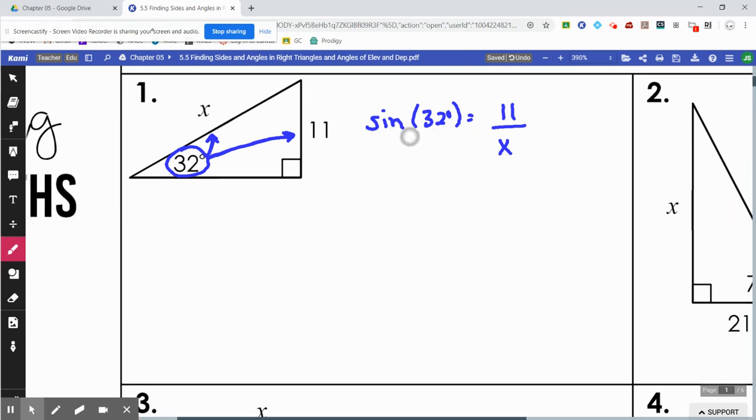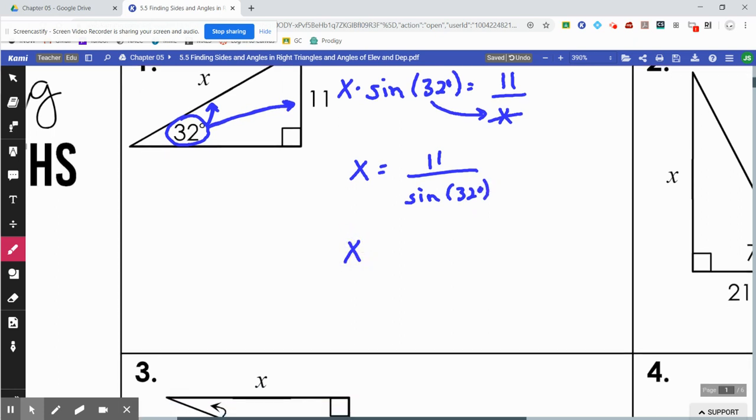To solve this equation, first thing, I don't like this x on bottom, so let's mark it out and move it up here. Now that it's on top, you actually want to get it by itself. So to get x by itself, we're now going to mark out the sine of 32, and move it back down here. We get x equals 11 divided by the sine of 32, because they're being multiplied. Then you simply type that into your calculator, and you find out that x is about 20.8.